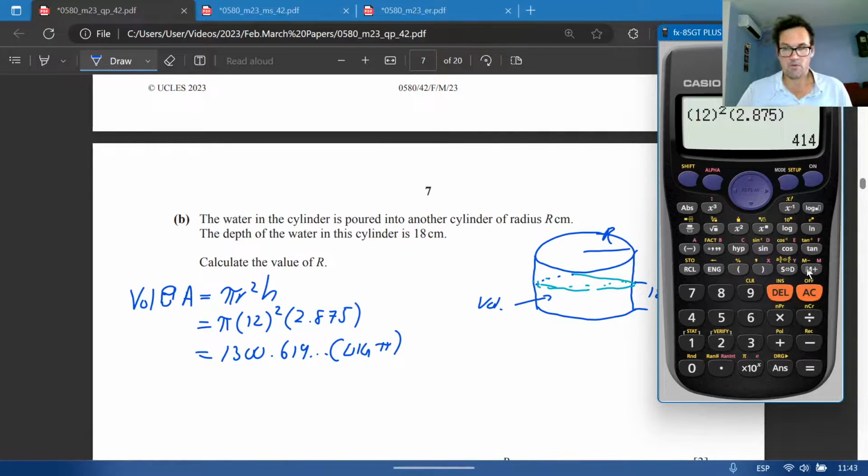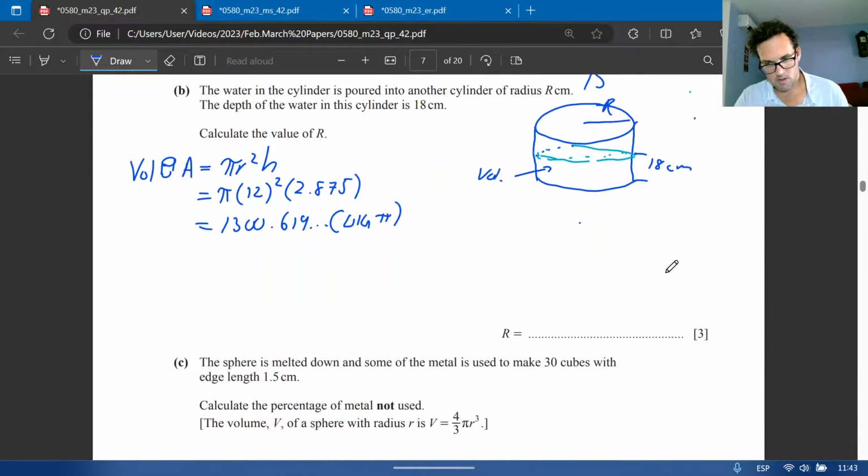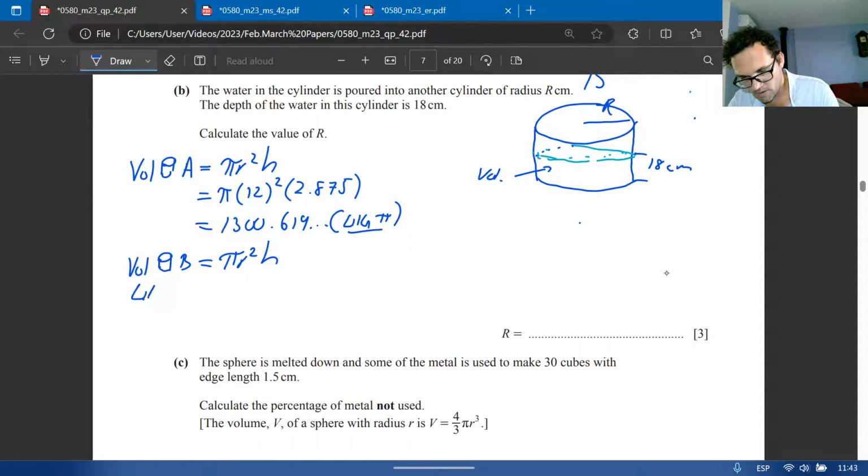Now we know what the volume of the water is that we poured over into this one. Let's call this cylinder B. Okay, so the volume of cylinder B again is pi r squared h. What do we have? Well, we got the volume now. I'm going to use this, more accurate, is 414 pi. So pi, the radius, we don't know. They make it big R squared. The height they told us, 18 centimeters.